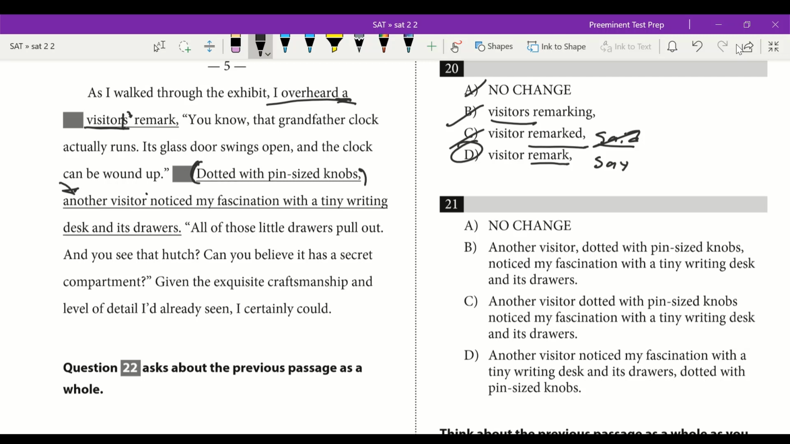Well, we know our other visitor isn't actually dotted with pin-sized knobs, right? That has to be describing something different, like a box or a drawer, right? So now we're going to look at our options. Well, B says another visitor dotted with pin-sized knobs. Well, that's the same thing. We're saying this another visitor is dotted with pin-sized knobs, and that's not true. Next we have another visitor dotted with pin-sized knobs. That's also not true, right? Now we have D, another visitor noticed my fascination with a tiny writing desk and its drawers dotted with pin-sized knobs. Now we're saying our drawers are dotted with pin-sized knobs, which is accurate. So our answer there is going to be D.